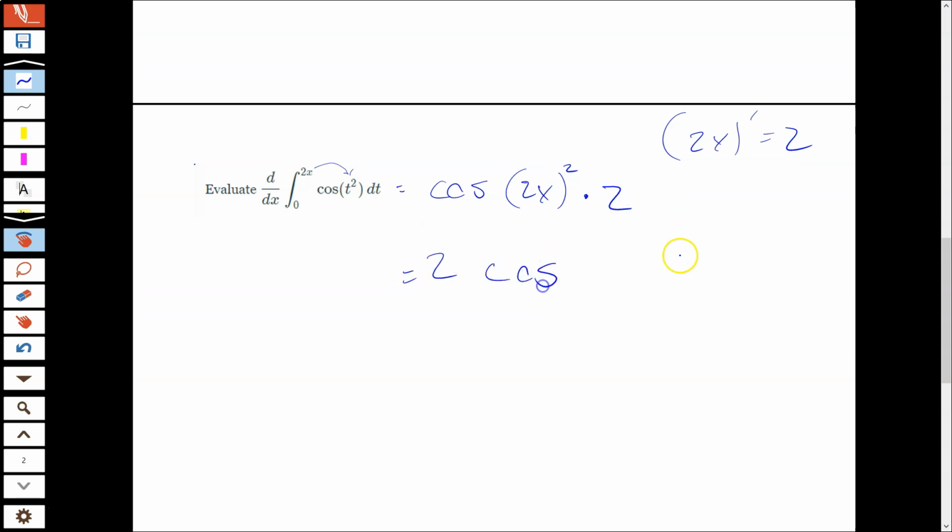And then I should simplify that. So 2 cosine the quantity 2x squared is 4x squared. So I've simplified it some. And we're done. So this is the derivative of this integral.